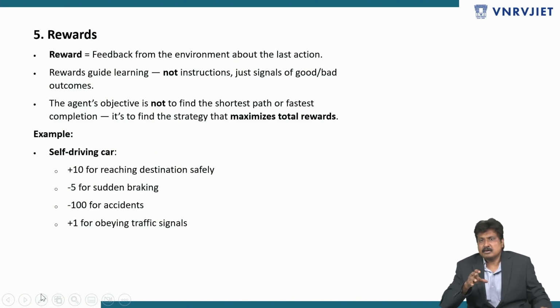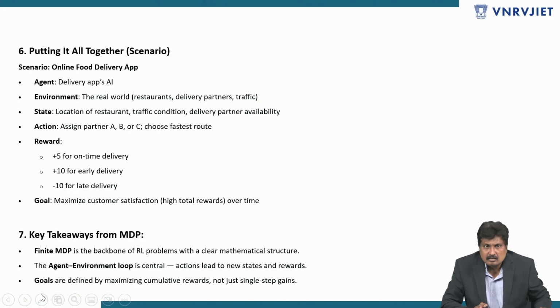For example, a self-driving car: plus 10 for reaching the destination safely, minus 5 for sudden braking, and minus 100 as a penalty for accidents, plus 1 for obeying traffic signals. So it is built up like that actually. The reward functions are built as per our self-driving car. Yeah, let's put it all together.